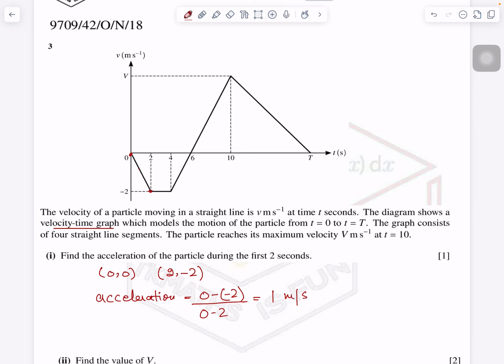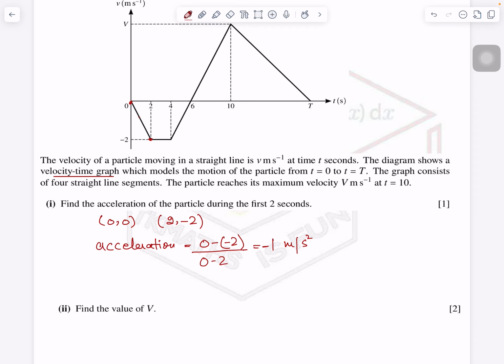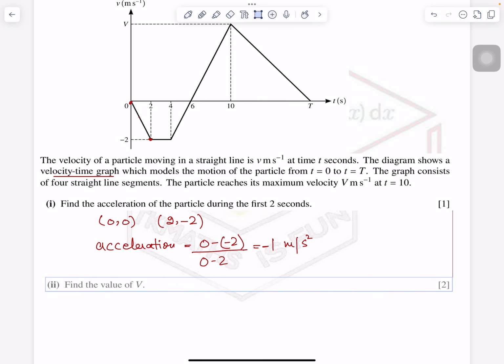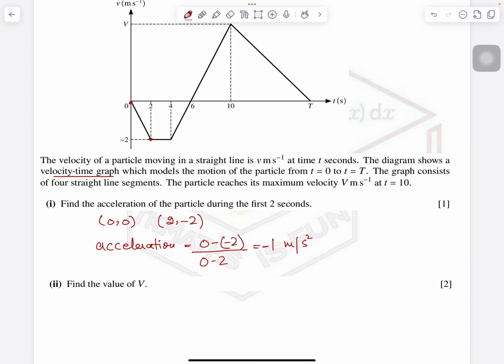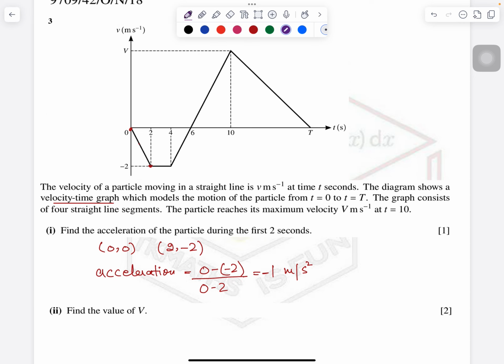Okay, so it is -1 meter per second squared. After that, the question is saying find the value of v. Now to find the value of v, what comes to your mind? No other information is given here.